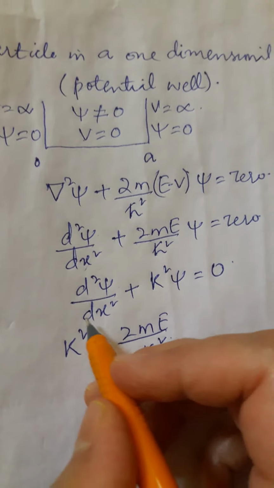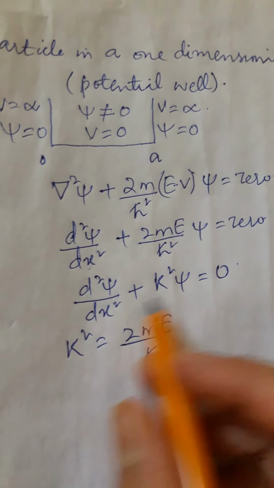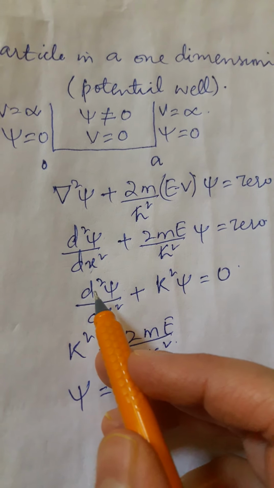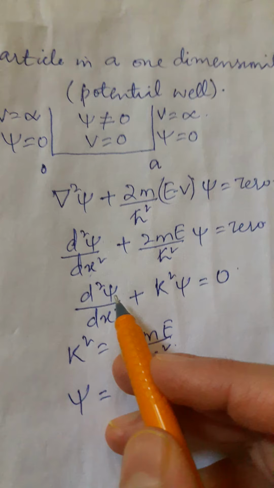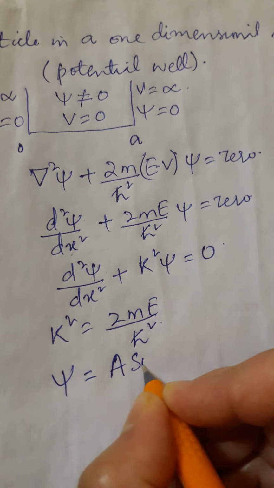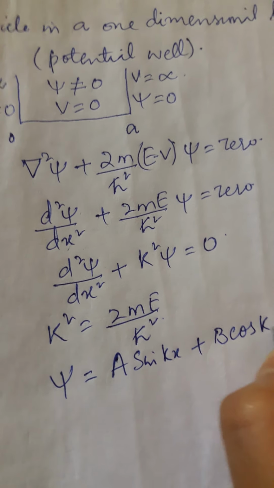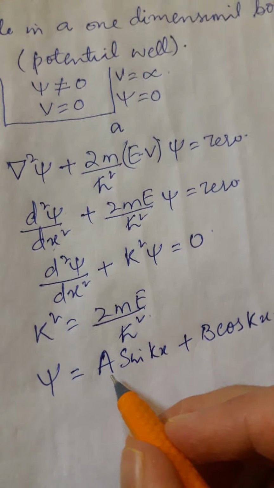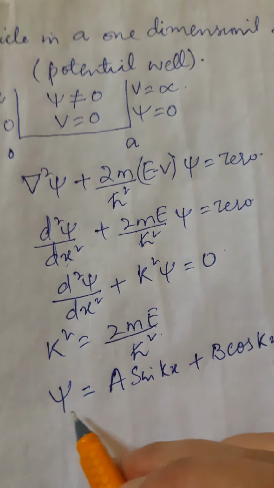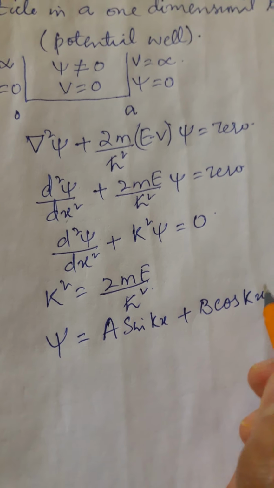Now you can easily identify this as a second order differential equation, and we know for such equations the solutions are given as, of course, the standard form is d square y by dx square. For y we have psi here, so psi can be written as A sin kx plus B cos kx. Two constants will be involved because it is a second order differential equation, and we know its general solution is of this form. Now, let us apply boundary conditions to this equation.